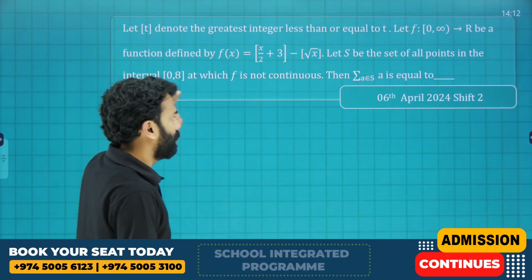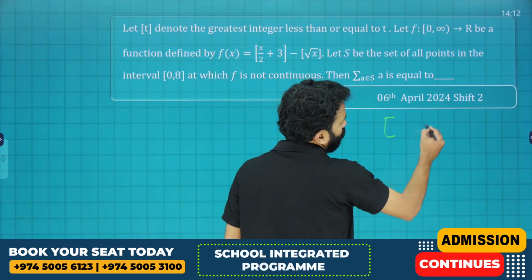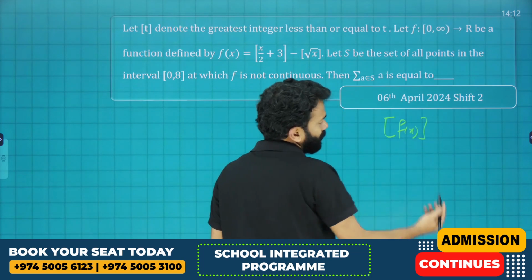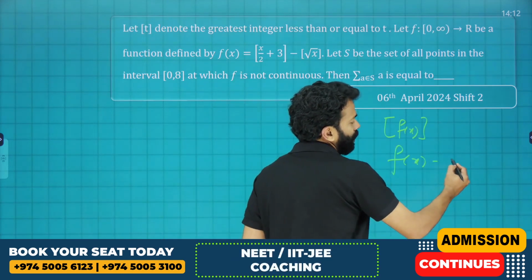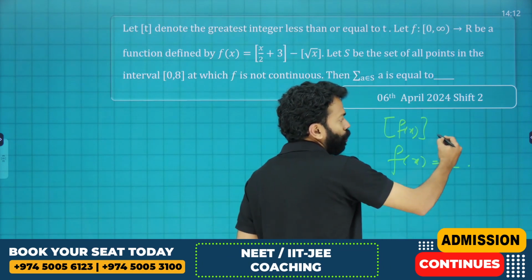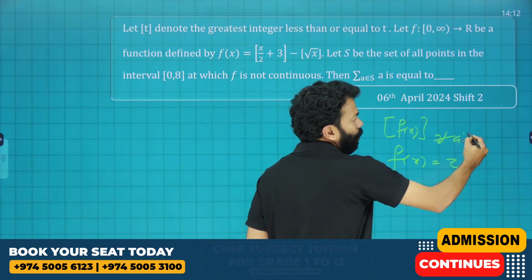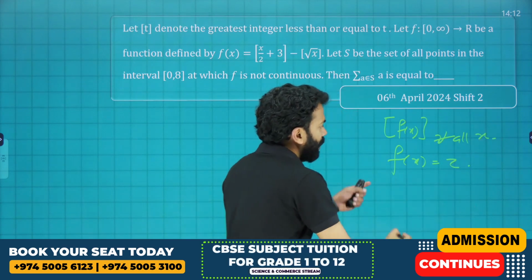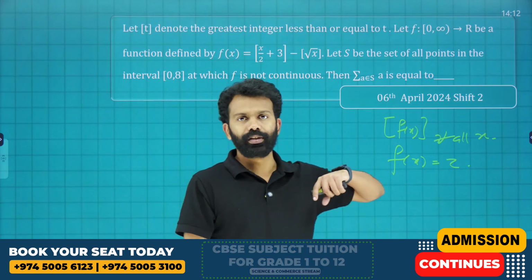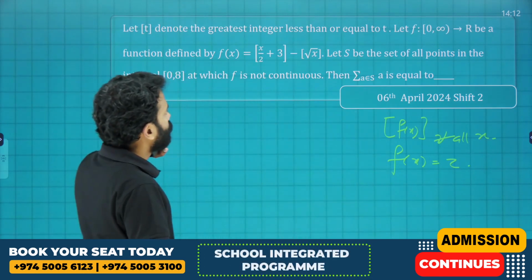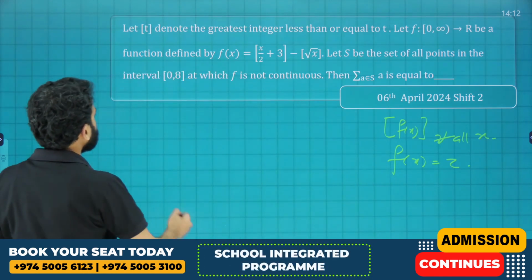Okay, so we know that where is the box function discontinuous? Box of f of x will be discontinuous at which point? At those points where f of x becomes an integer, for all of those x where f of x is equal to an integer. Okay, this is the condition of box x. You should know that. So let's formulate this here.